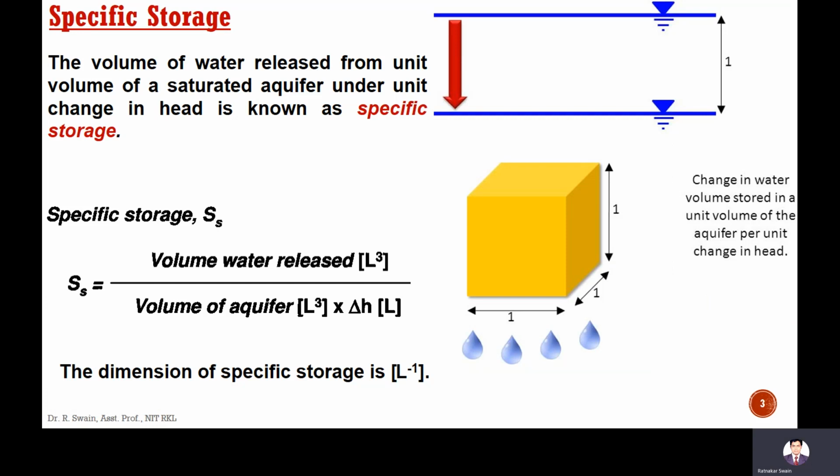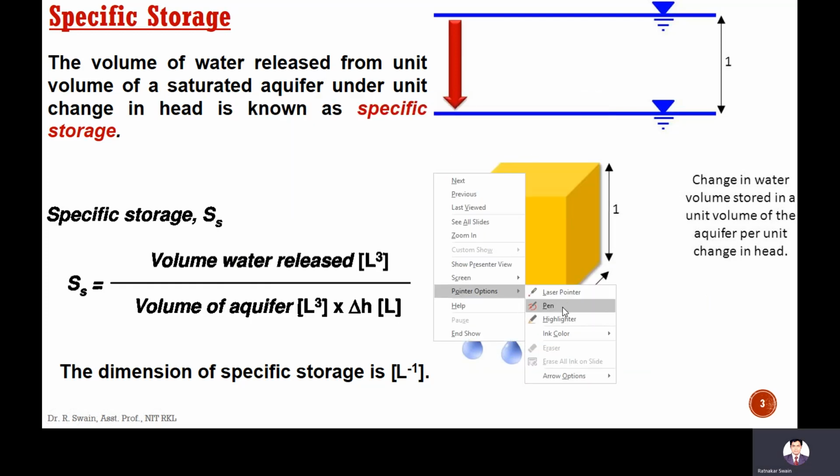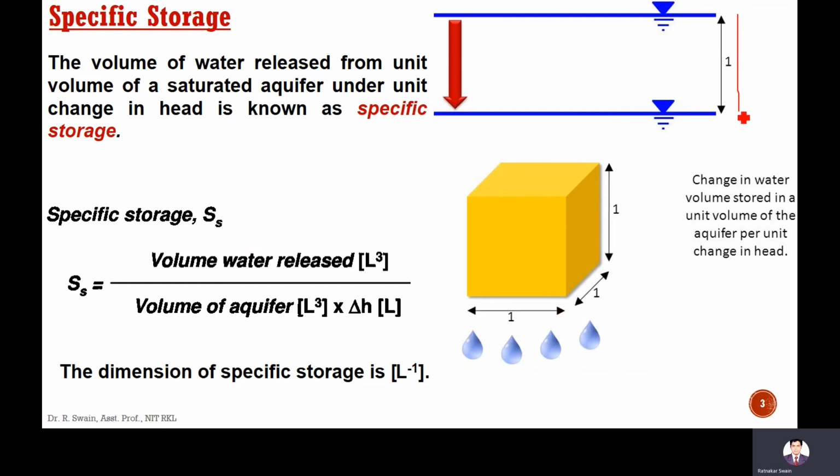This specific storage is similar to storativity. You can read it the same as storativity, with only a little difference. Conceptually, it is the same. The volume of water released from unit volume of a saturated aquifer under unit change in head is known as specific storage. For changing one unit of head, the volume of water we need to release from unit volume of a saturated aquifer is called specific storage.